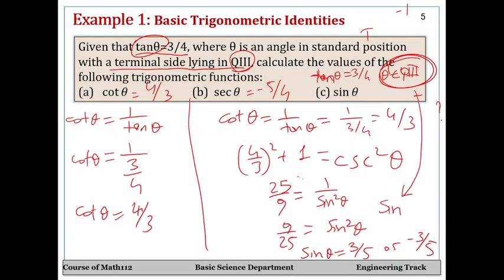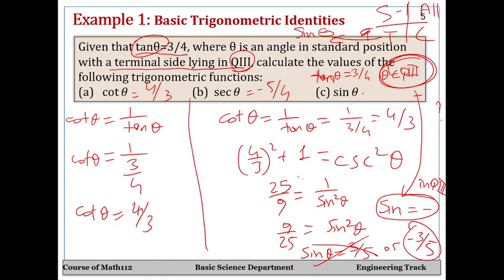So sine, okay, all STC. Here, the sign will be negative, right? Only tangent is positive, so sine will be negative, so we don't take this one. Sine is negative here in Q3. So we take this one, so the answer will be negative 3 over 5.